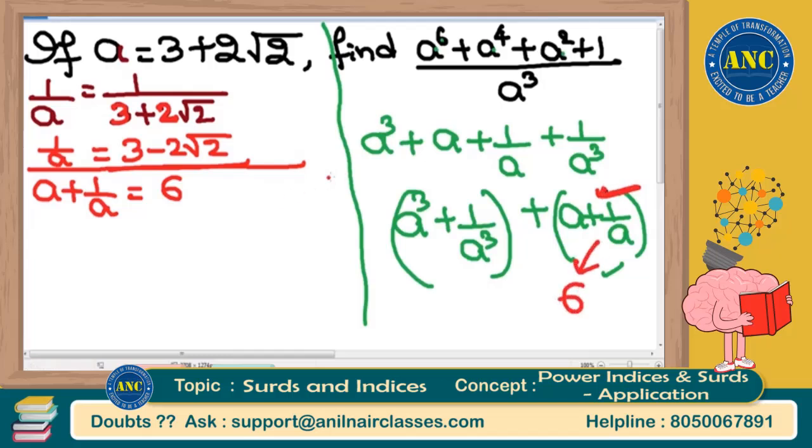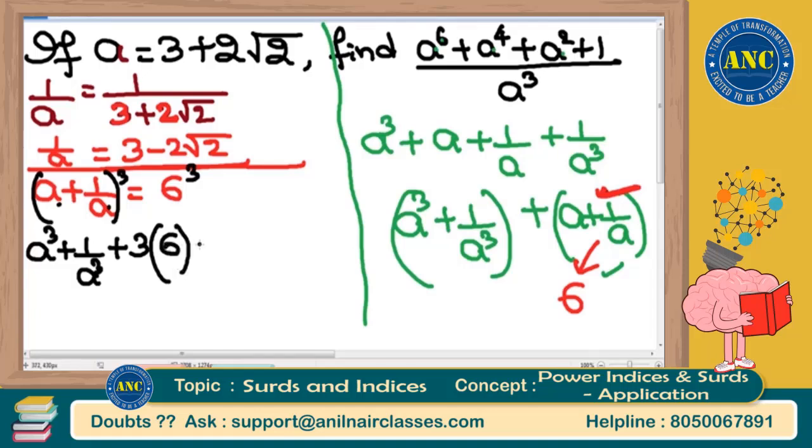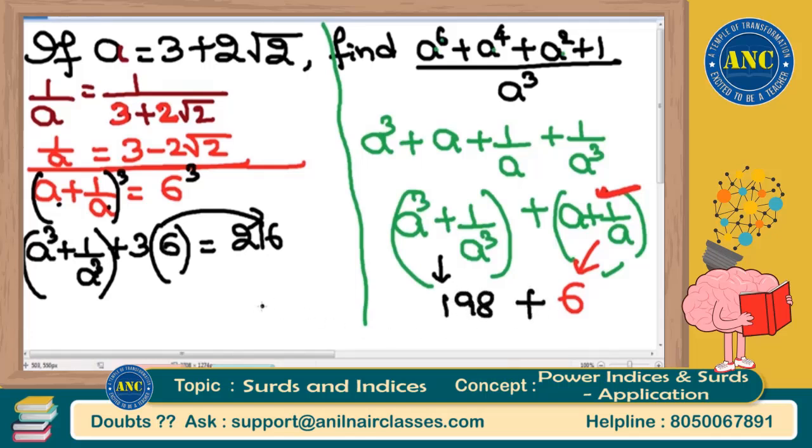This value is 6. Now I want A cube plus 1 by A cube. Cubing both sides, I will get x plus y whole cube as x cube plus y cube plus 3xy, 3 into A into 1 by A into x plus y. A plus 1 by A is 6. So A cube plus 1 by A cube plus 6 cube is 216. A cube plus 1 by A cube value is 216 minus 18, which is 198. Answer is 198 plus 6, 204.